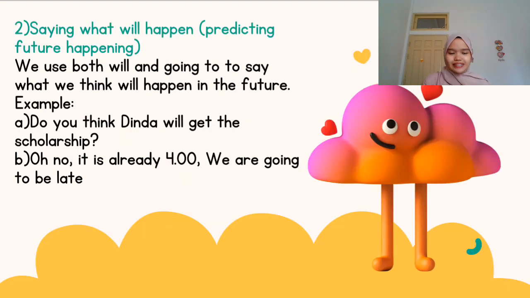And number two is saying what will happen or predicting future happenings. We use both will and going to say what we think will happen in the future. Like, do you think Dinda will get the scholarship? Or, oh no, it's already 4. We are going to be late. So, use will and going to say what we think will happen in the future, and use will and going to talk about our future actions.